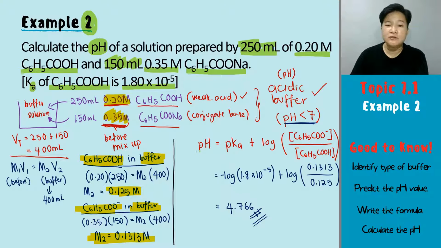And it's not needed to do an extra step because that is my pH already. Agree? Simple. Just slightly different from the previous question is that your volume changes. So when the total volume changes, the concentration also changes. You need to find the new concentration in the buffer solution.